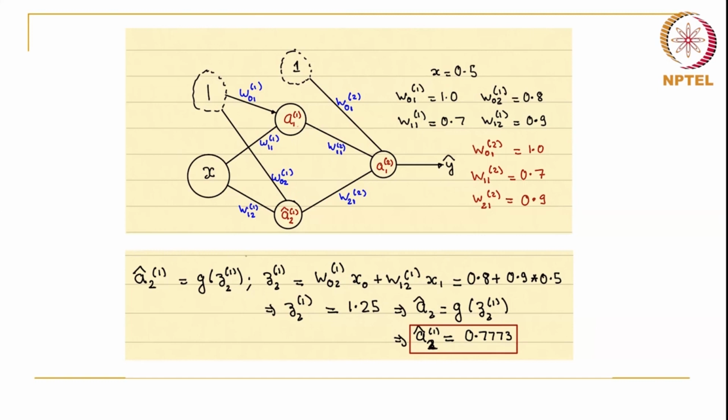So Z21 is 1 multiplied by this weight plus x multiplied by this weight. Take that, comes to 1.25. Non-linear function over that, 0.7773. Okay. I hope everybody else also got the same answer.